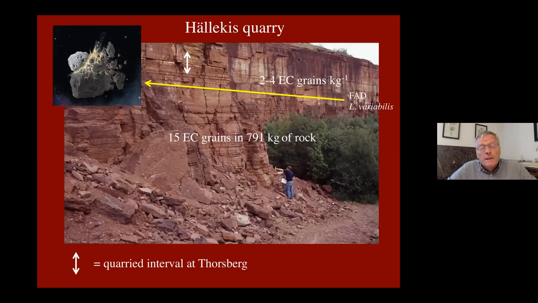So 10 or 15 years ago, we realized... we are back now in the Hällekis section, and you see this interval here, the white arrow, that corresponds to the quarried interval at the Thorsberg quarry. Here in the Hällekis quarry, this is abandoned, you have a much larger part of this section exposed. So we dissolved 791 kilograms of rock from every level below this yellow line, and extraterrestrial chromite grains were extremely rare. These are larger grains, larger than 63 microns, so about 2 grains per 100 kilograms. But in almost every sample above this yellow line, we find 2 to 4 extraterrestrial grains per kilogram. So it's 2 orders of magnitude higher content of extraterrestrial grains there.